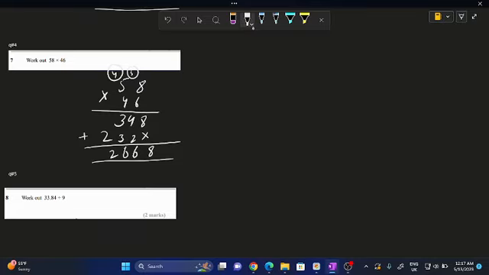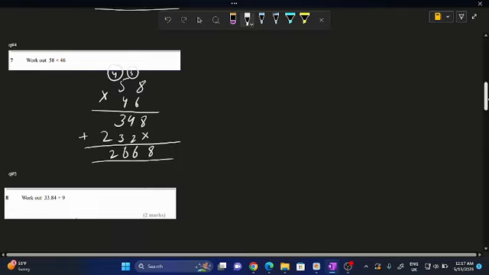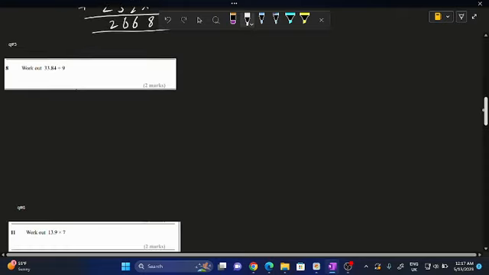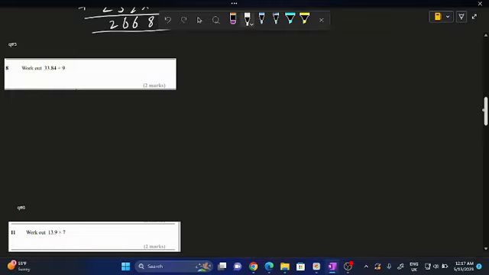Next is division questions. 33.84 dividing by 9. Now for that you have to do division. 33.84 dividing with 9. Bigger term will be inside and smaller term will be outside always.